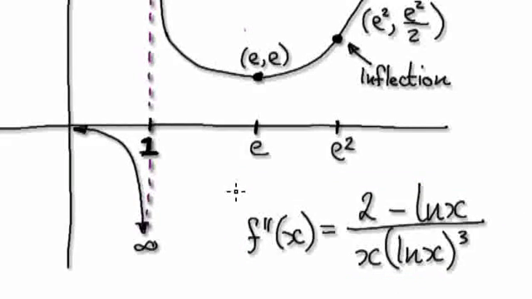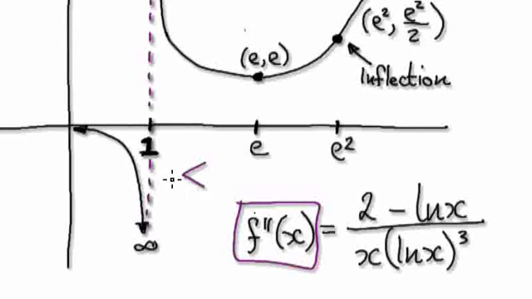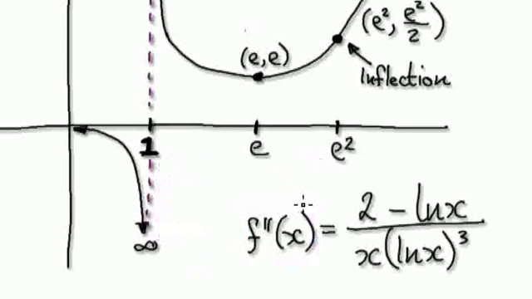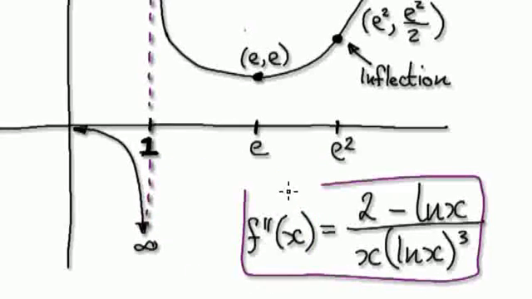So now we just bear in mind that when f double prime is less than 0, then you will have concave down. So the original function should be concave down. When f double prime is greater than 0, you have concave up. So the original function would be concave up. So now we can use our second derivative to double check everything.